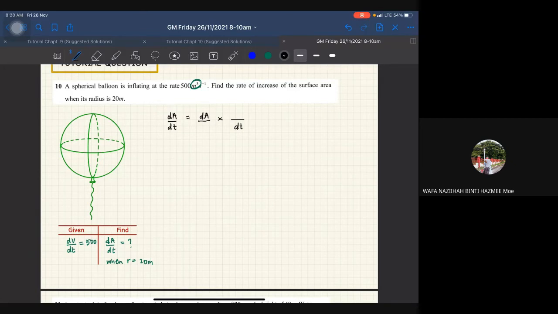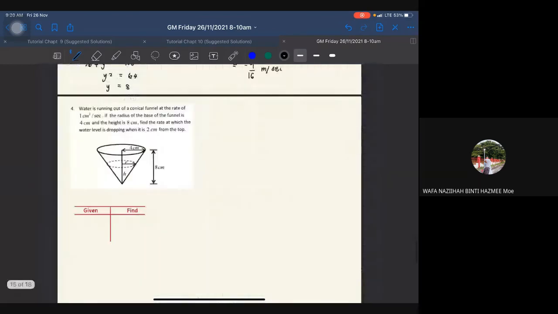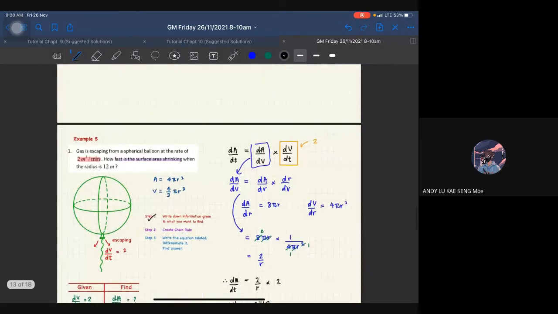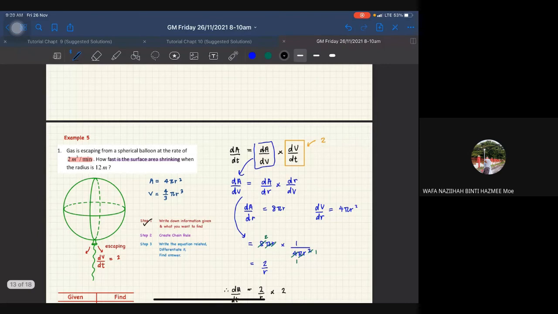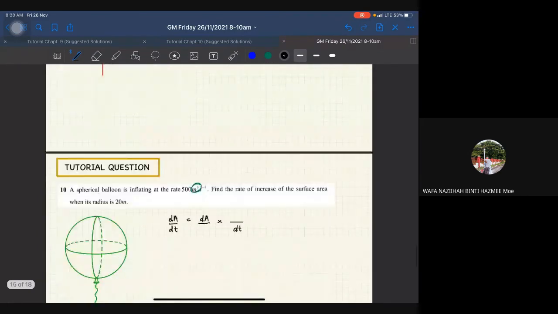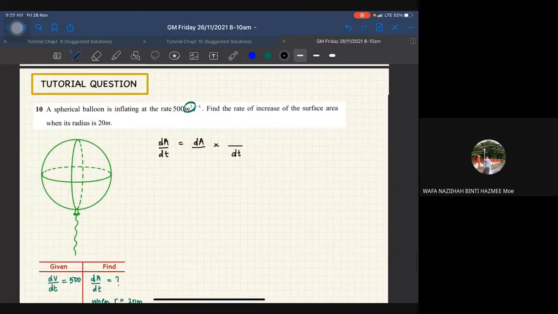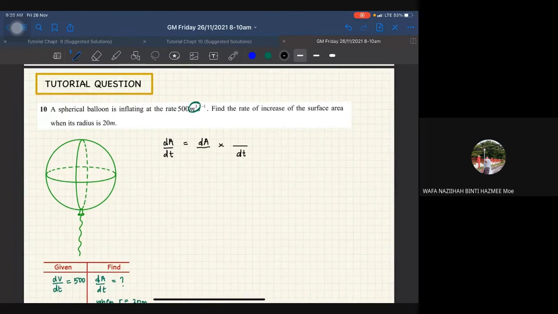Oh, wait. Kejap tapi kita punya formula adalah dV dt kan? Okay, sorry, padam balik. So kita kena letak dV juga. We need to put dV juga sebab kita dah ada information dV kat sini. Okay, so this is going to be dV, this is dV as well.